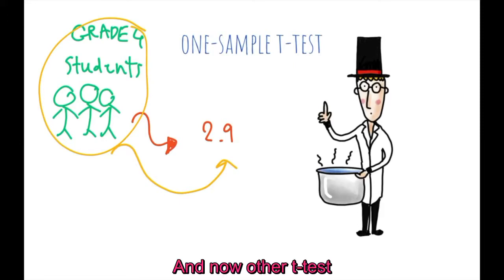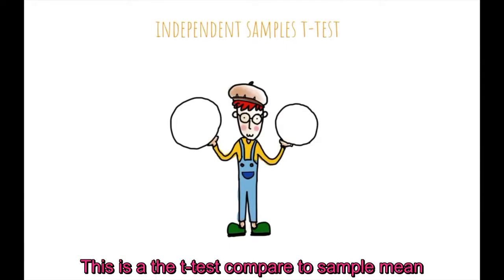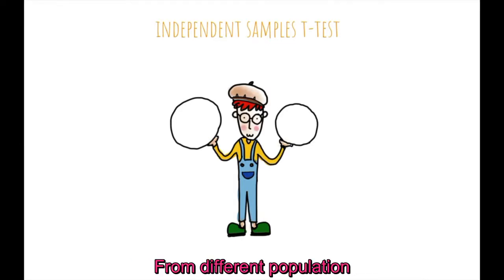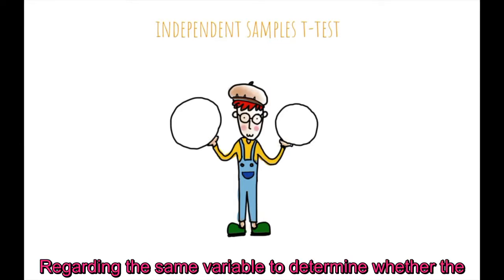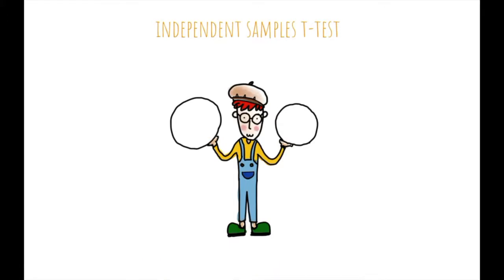Another t-test is called the independent samples t-test. This t-test compares two sample means from different populations regarding the same variable to determine whether the difference between the two means is statistically significant or occurred by chance alone.